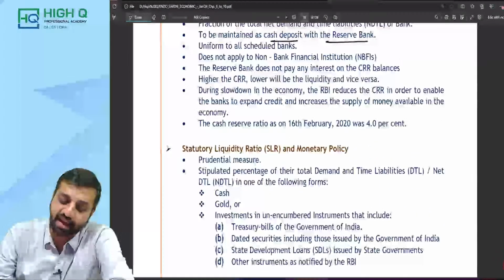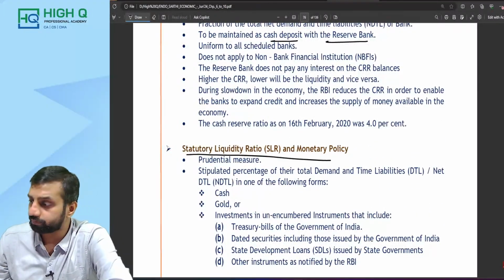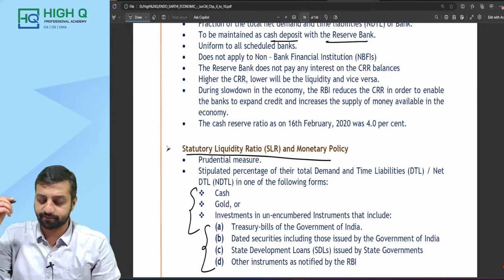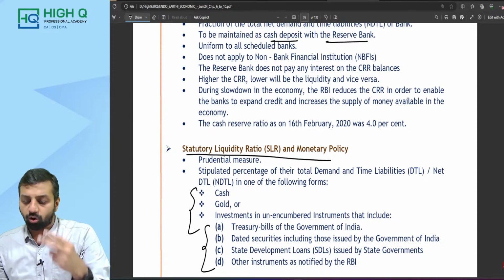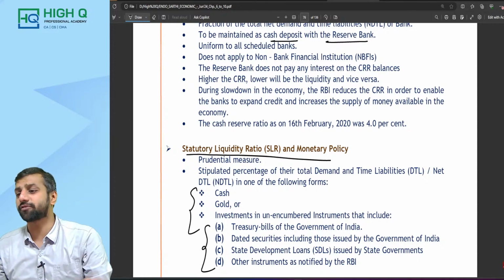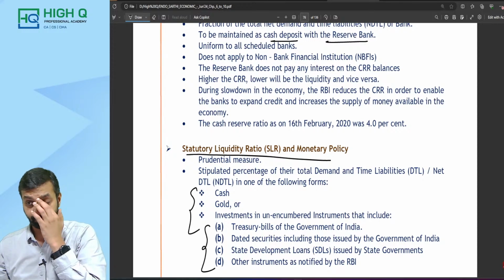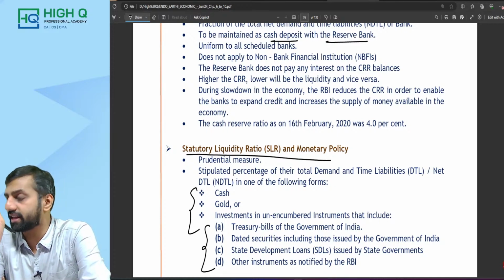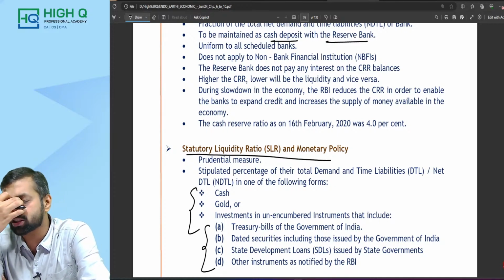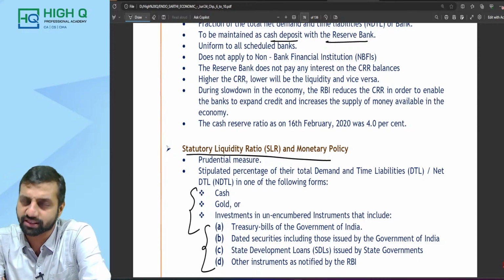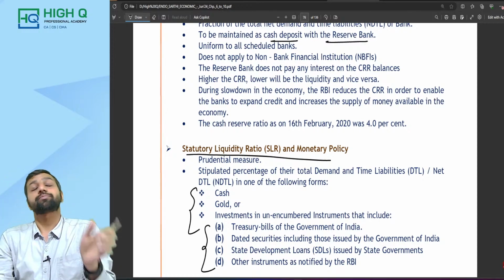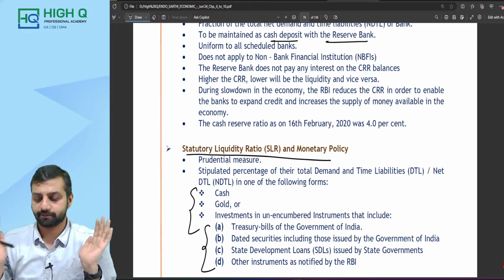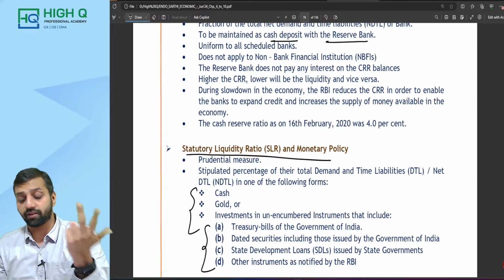Then there is SLR, statutory liquidity ratio, maintained by the commercial bank with themselves but in the form of liquid assets: cash, gold, treasury bills, but this money cannot be utilized for the purpose of lending. So first one was CRR, second one is SLR. CRR is cash reserve ratio maintained by a commercial bank with the central bank. SLR is statutory liquidity ratio maintained by the commercial banks with themselves but in the form of cash, gold or government securities.